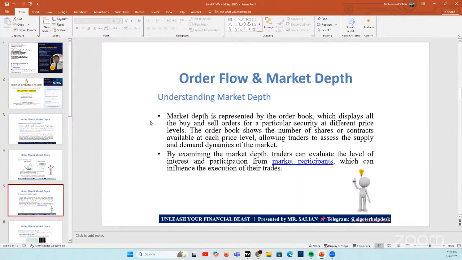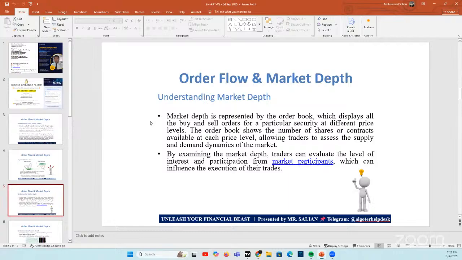Now, understanding market depth. This is really an advanced traders thing already. Personally, I am not really into this, but we need to at least know what market depth is all about, because you will hear this from time to time. In this webinar, we will know what market depth is.